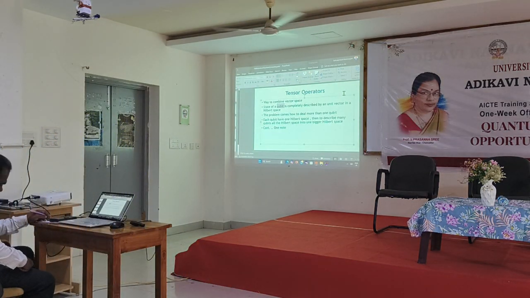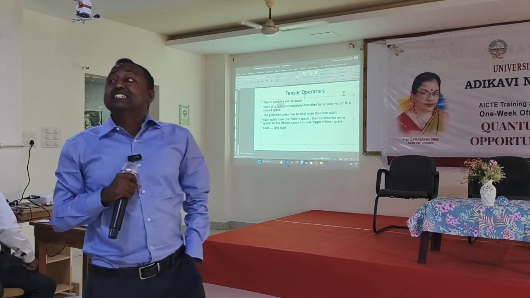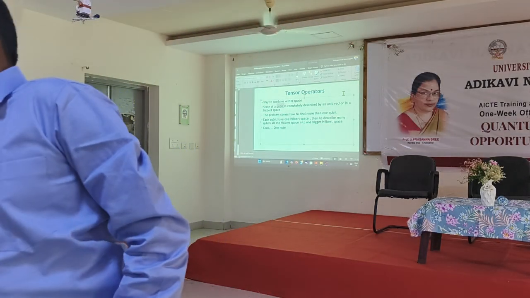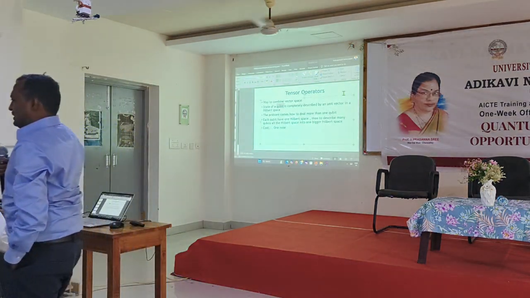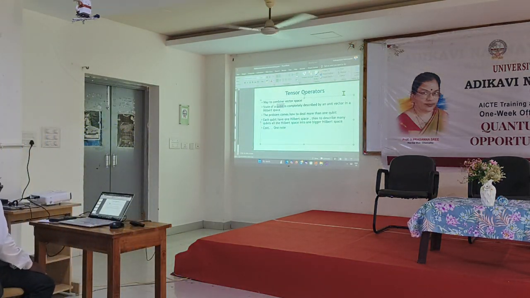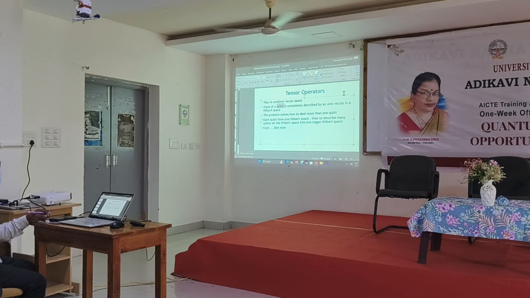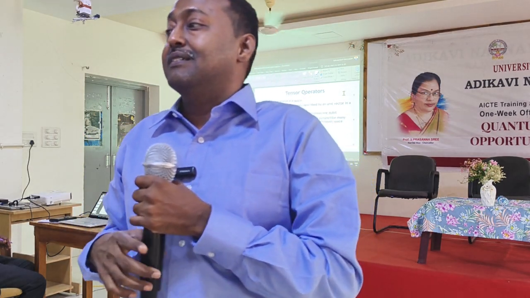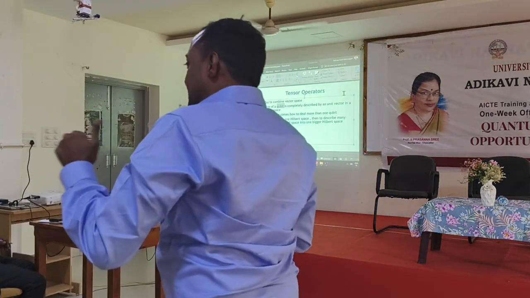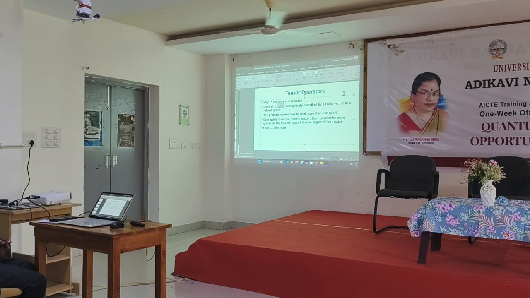Suppose you are having your quantum computer with 16 qubits. How to represent that? 2 to the power 4 is 16. Then what is that 4? It is your number of qubits. So if your qubits increase, your computation increases.